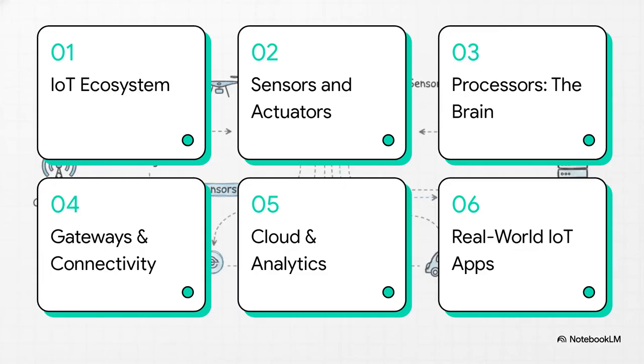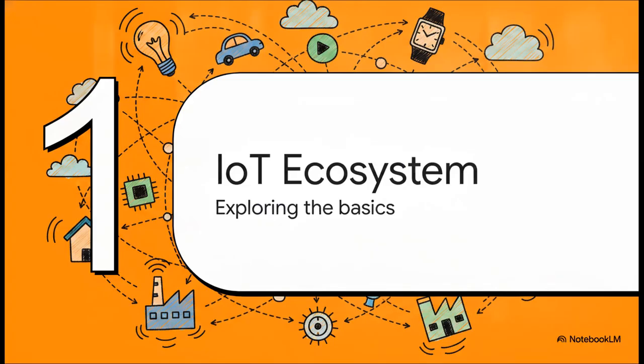So here is our roadmap for today. We'll start by exploring the IoT ecosystem as a whole. Then we'll look at sensors and actuators, followed by processors, gateways, and connectivity, and cloud computing. And finally, we'll tie it all together with some real-world IoT applications. All right, let's jump right into Section 1, exploring the IoT ecosystem.